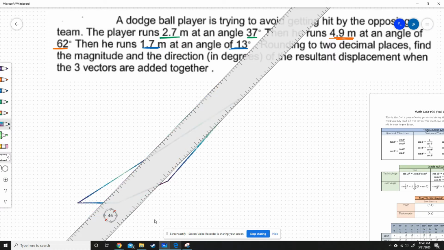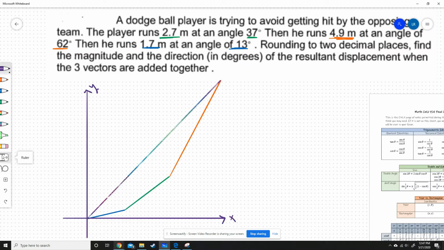And there are two things that we want to find with that. So we want to know what is this angle, and then we want to know what is this length. And we're going to use vectors to do that. And so what we're going to have to do is figure out all these different components.